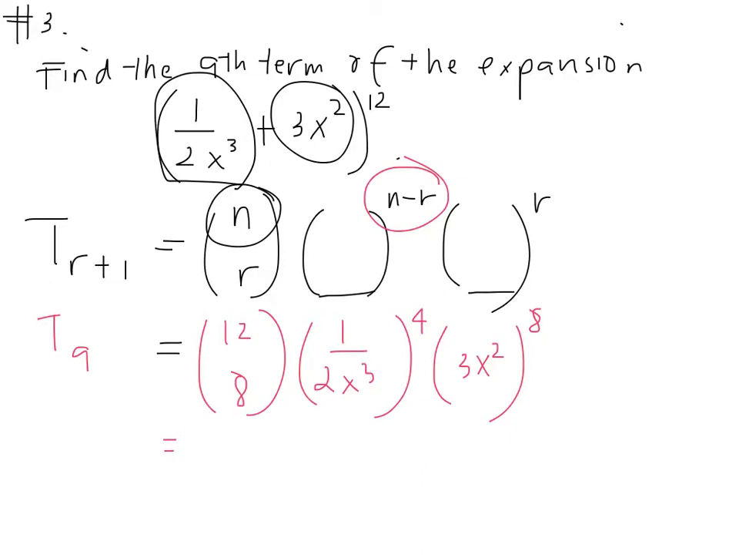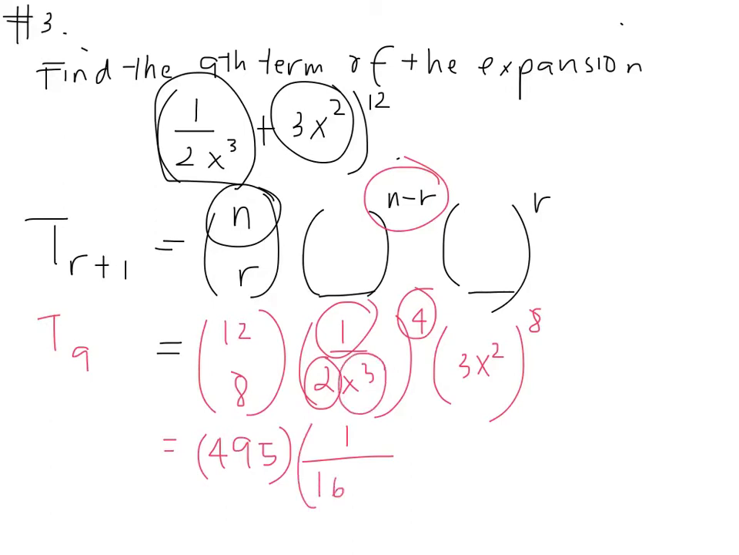So 12 choose 8 is 495. And then 1 raised to 4 is 1. What is 2 raised to 4? 16. What is x cubed raised to 4? x to the 12. And then you have 3 raised to 8, which is 6,561. And x squared raised to 8 will become x to the 16.